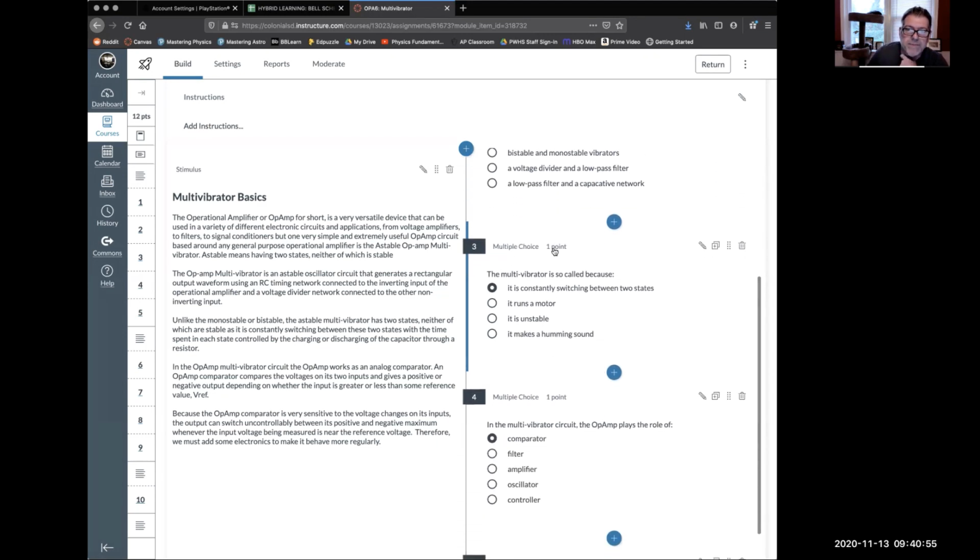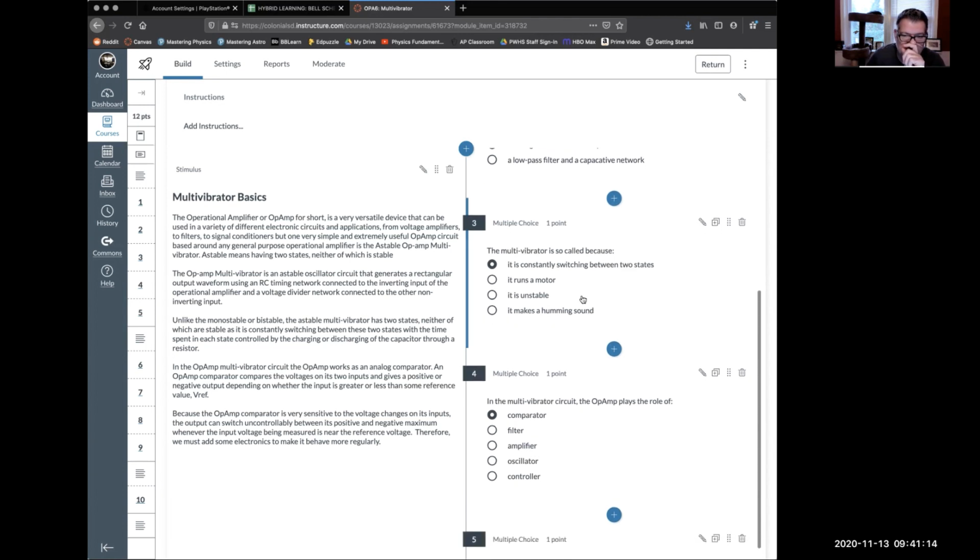Number 3 here. The multivibrator is so called because it's constantly switching between two states. That's the vibration. Anything that vibrates is going between two states. And that's what the multivibrator is doing, switching between one state and the other as it goes. So it's constantly switching between states.